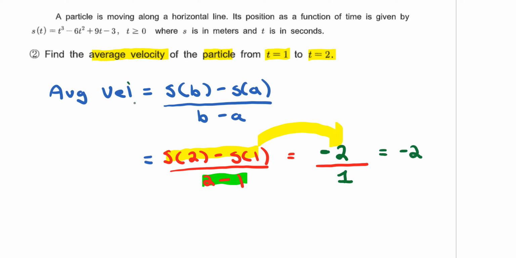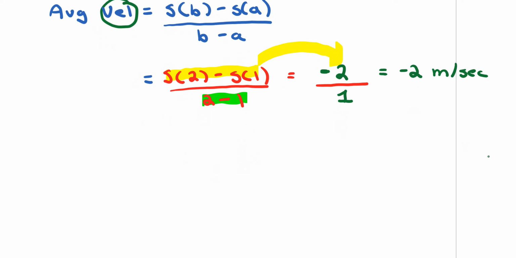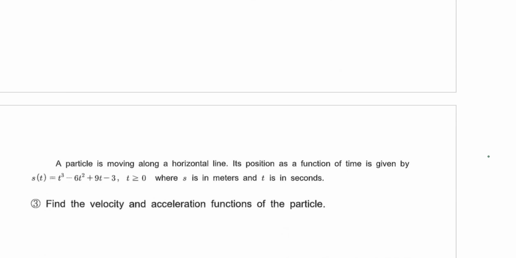Since we're talking about velocity here, my units will be meters per second. Velocity is always measured in meters per second. That's not too bad. The first two questions always require you to plug the numbers into some formula.